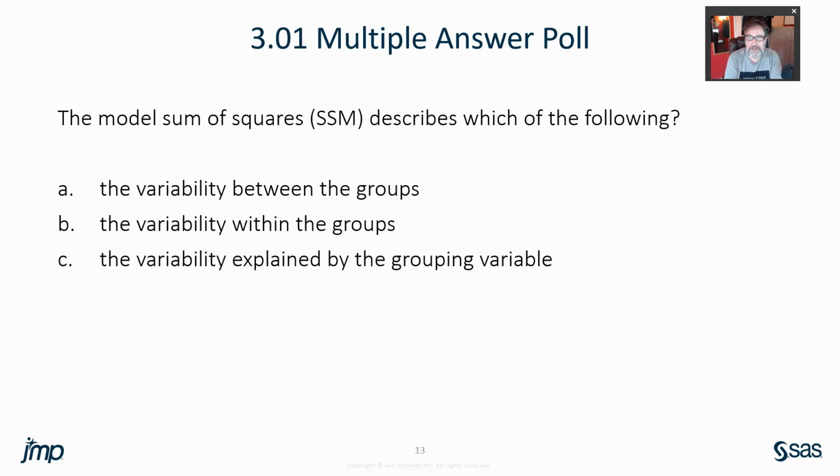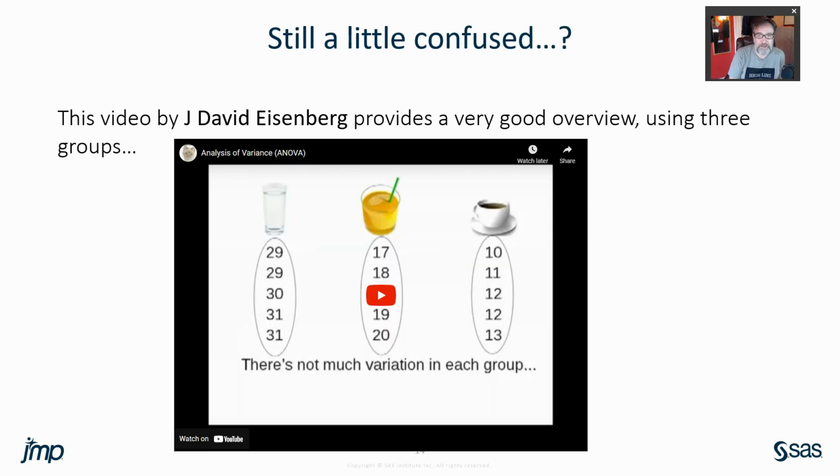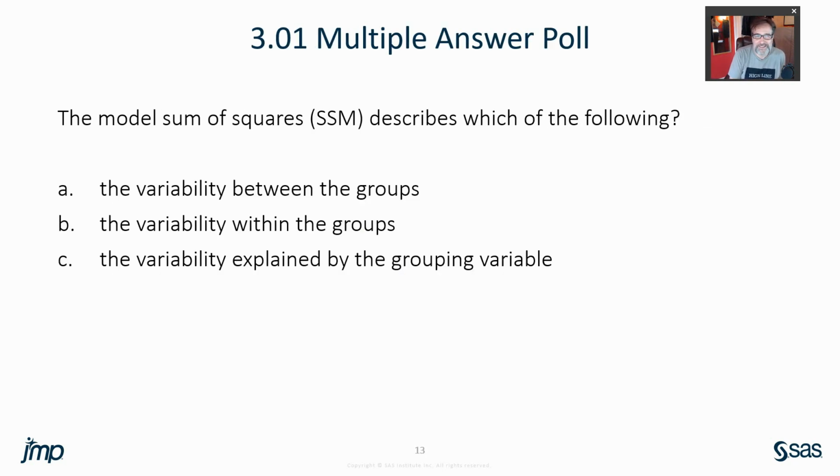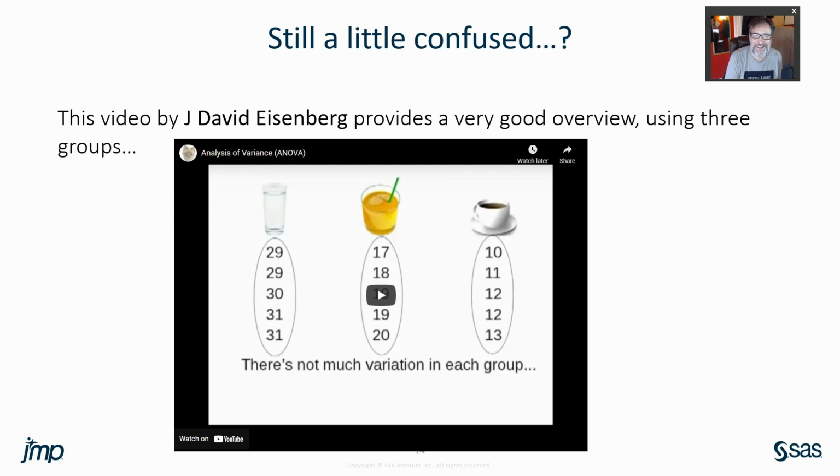All right. Model sums of squares describes which of the following? Have a think. The variability between the groups, the variability within the groups, the variability explained by the grouping variable. There are two correct answers there. The variability within the groups is the error, that's the spread within the groups. So the answers are the variability between the groups, and the variability explained by the grouping variable. I appear to have deleted the answers, but never mind.